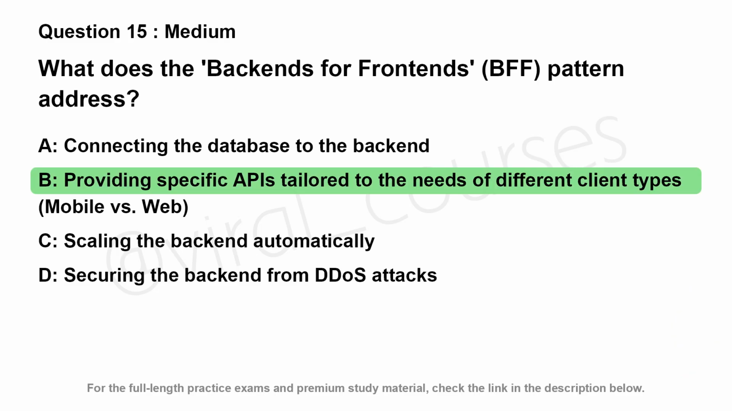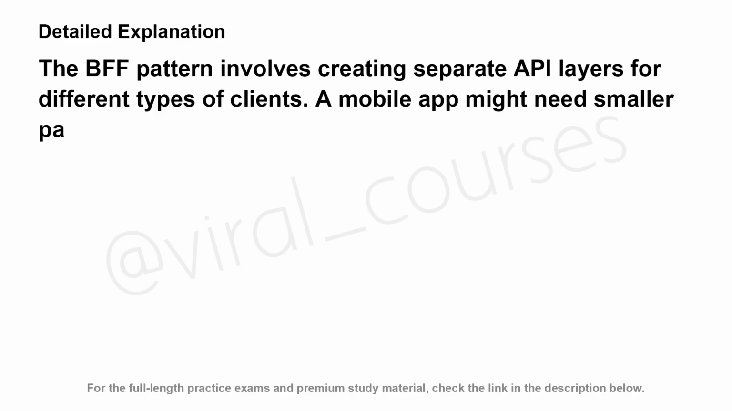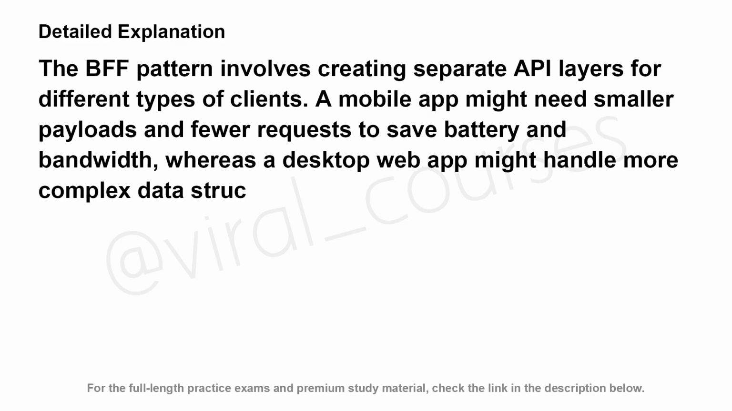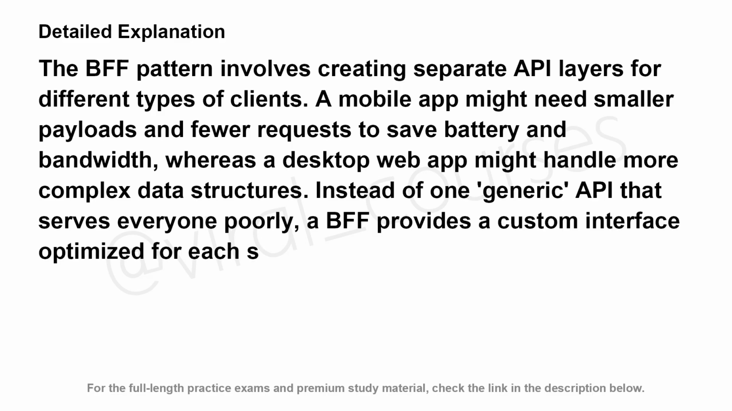The correct answer is B. The BFF pattern involves creating separate API layers for different types of clients. A mobile app might need smaller payloads and fewer requests to save battery and bandwidth, whereas a desktop web app might handle more complex data structures, instead of one generic API that serves everyone poorly. A BFF provides a custom interface optimized for each specific user experience.